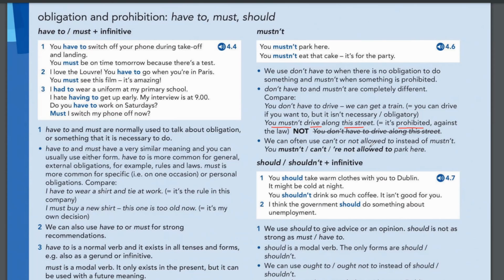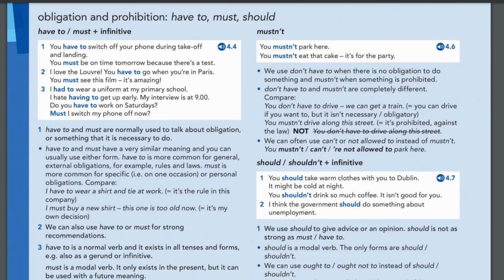Okay. So we can often use can't or not allowed instead of mustn't. So like you can't do that. You mustn't park here. You can't park here. You're not allowed to park here. They are the same meaning, guys.